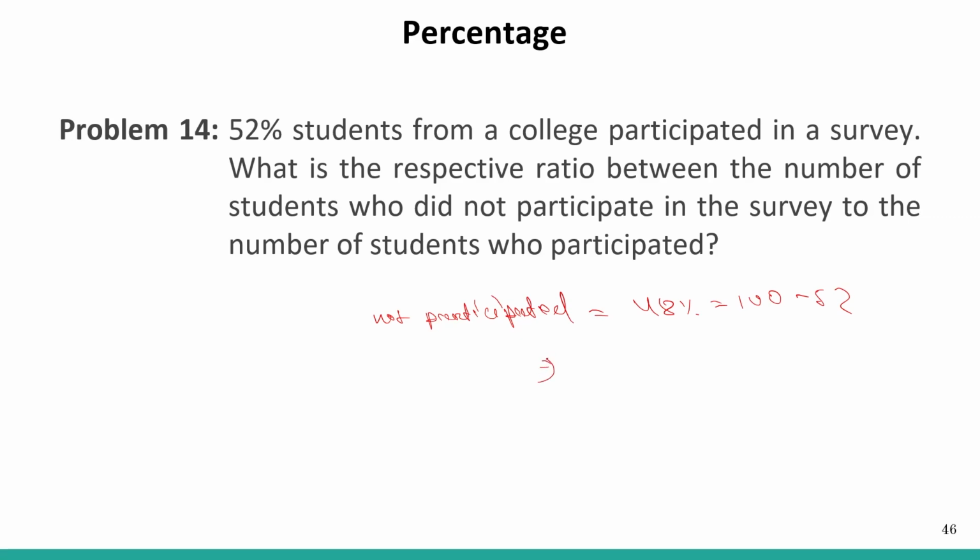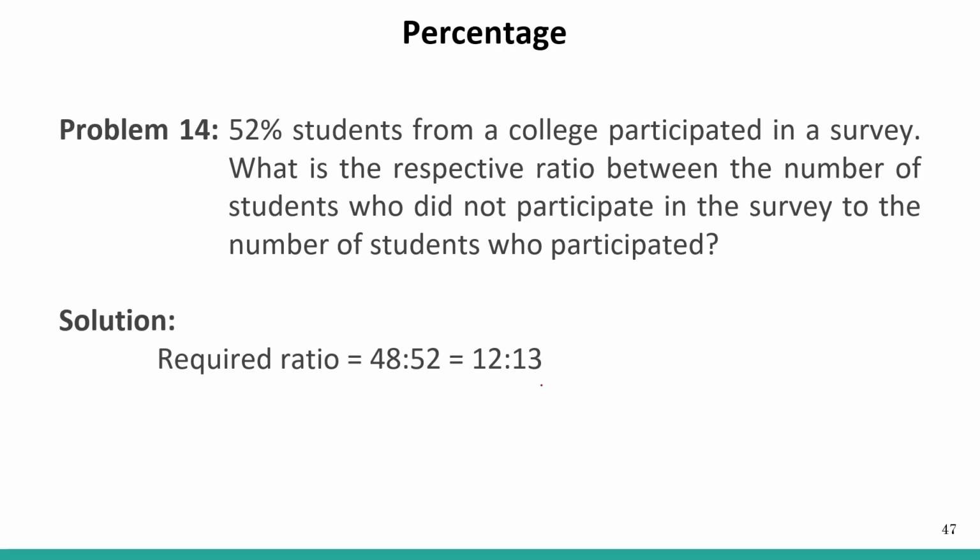So this implies the ratio of students who did not participate to those who participated is 48% to 52%. So 48 by 52, if we divide by 2, is 24 by 26, that will be 12 by 13. So 12 by 13 is the ratio. So 12 by 13 will be the correct answer.